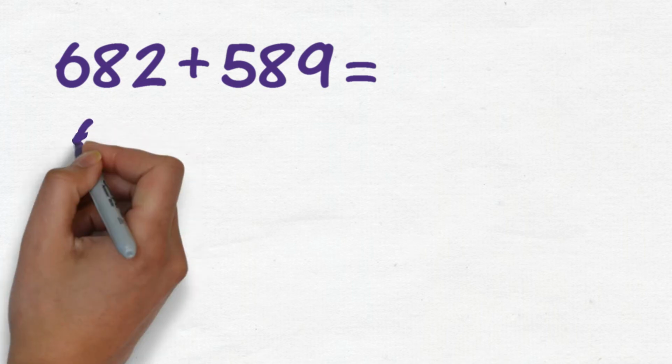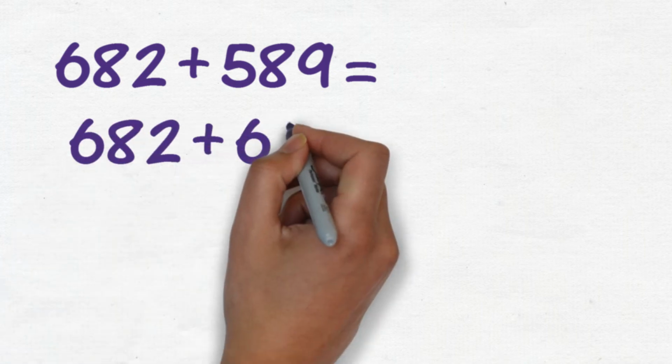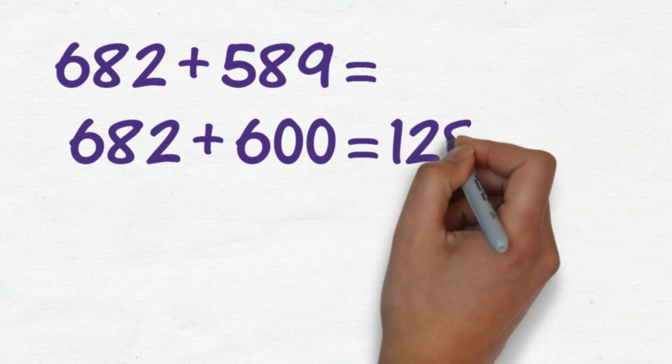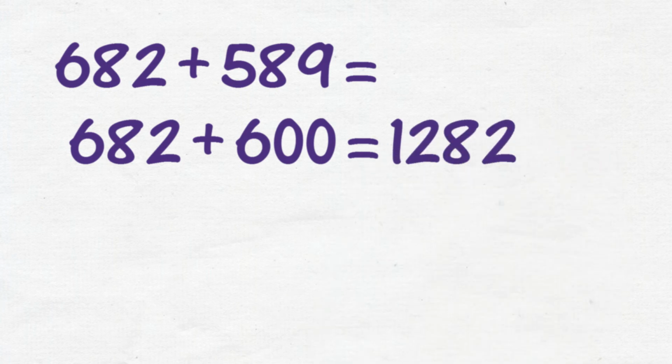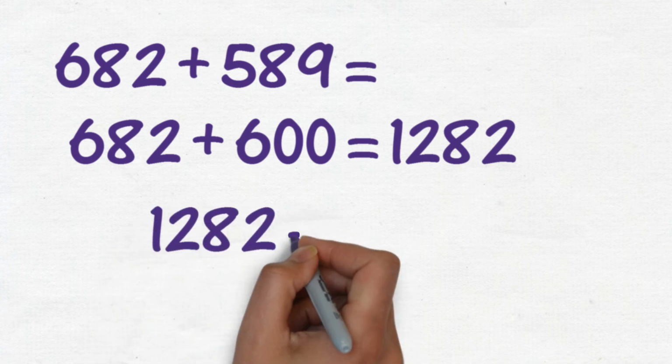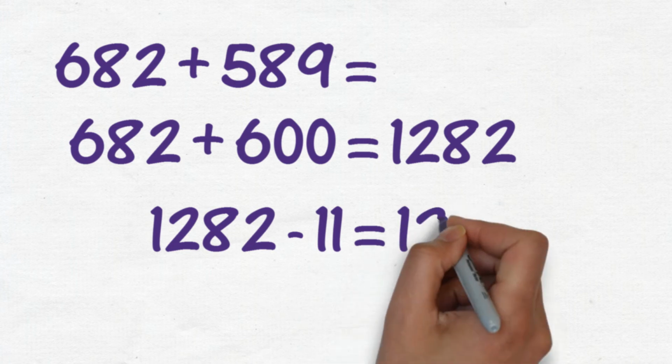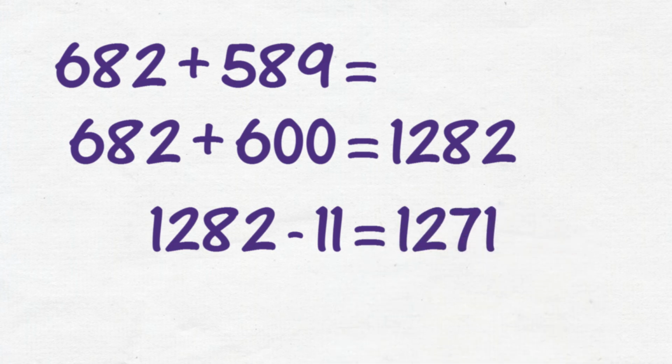Let's investigate. What is 682 plus 600? Is 682 plus 600 1,282? What is 1,282 minus 11? Will we have 1 less 10? Will we have 1 less 1? Will we have 1,271? That was much quicker. Looking at the numbers before we launch into a solution strategy can really save us time and brain power.